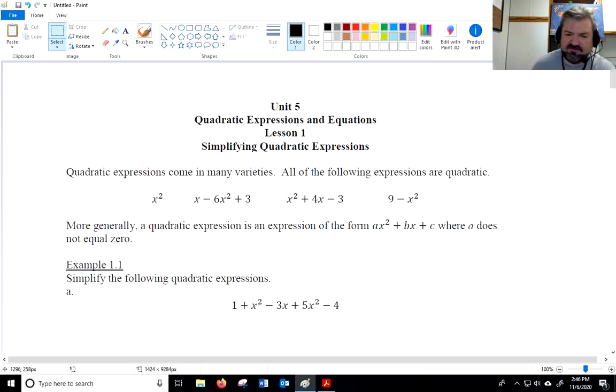While quadratic expressions can come in many varieties, they all have to have an x squared as their highest degree term. Here, here, and here. More generally, we're going to say that an expression of one variable is quadratic if it's of the form ax squared plus bx plus c, where a doesn't equal 0. If I set a to 0 and remove this x squared term, it would become linear. And again, it just needs to be able to be put in that form. So you can see it could look in different orders, but as long as I could rearrange things and put it in that form, it's a quadratic expression.